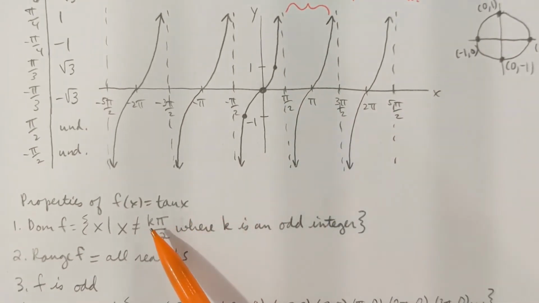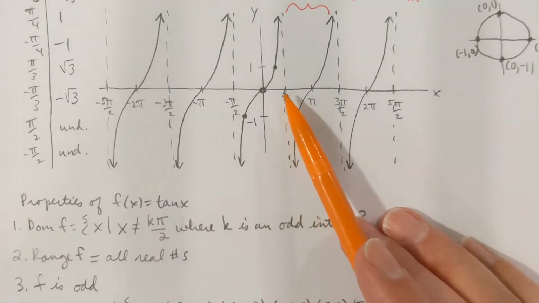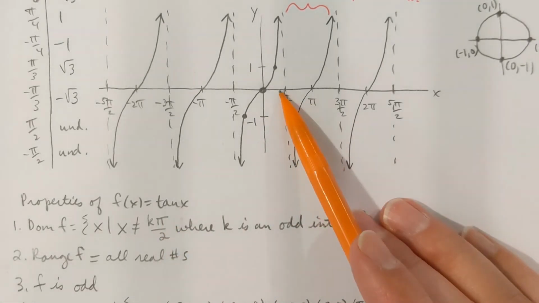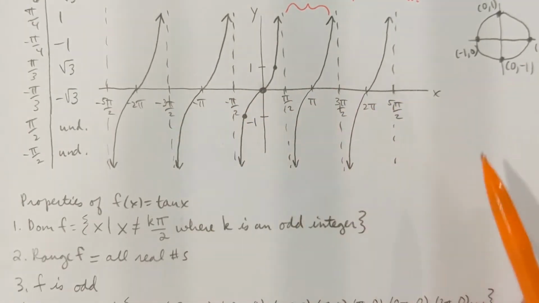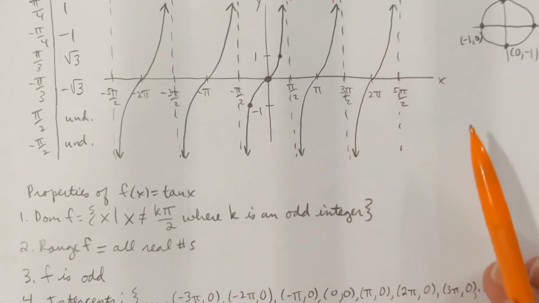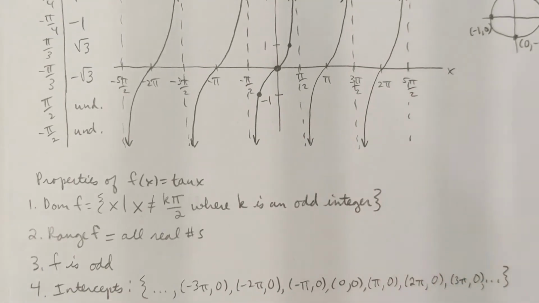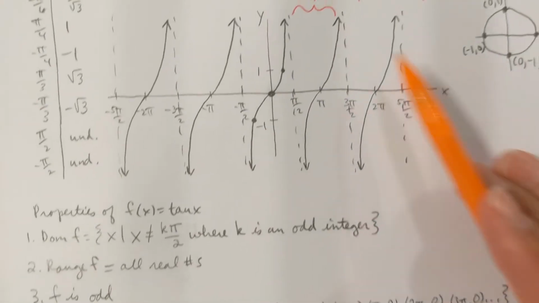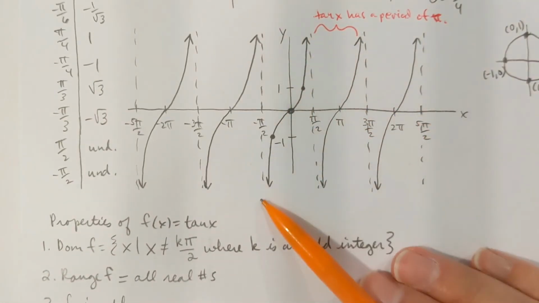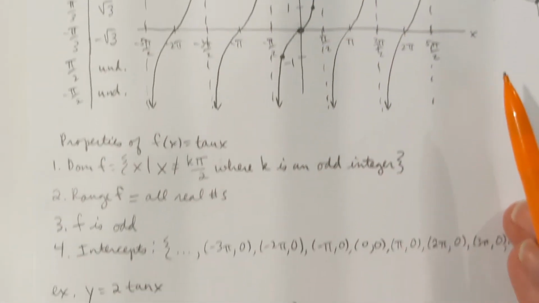Okay, so x cannot be k times pi over 2, where k is an odd integer. So like pi over 2, 3 pi over 2, 5 pi over 2, negative pi over 2, negative 3 pi over 2, etc. You're going to have asymptotes at those spots. So those x values would not be in the domain. The range is all real numbers. We can see that the curve is going to cover the entire y-axis there.